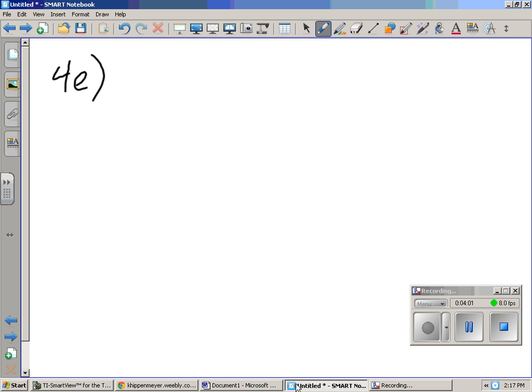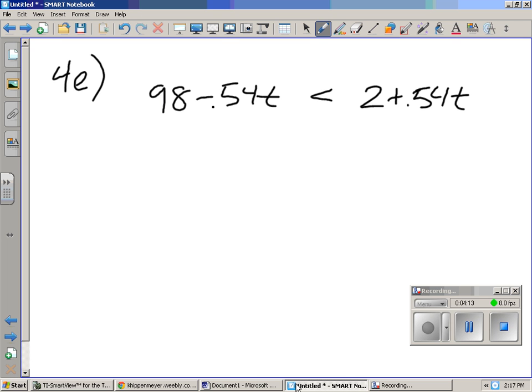So let's go ahead and write about this. So we had 98 minus 0.54t. We're looking for where that percentage is less than 2 plus 0.54t. And we said that they're about equivalent around 89 years. And we can say that when it's greater than or equal to 89 years, the percentage of male doctors is going to be less than the percentage of female doctors.